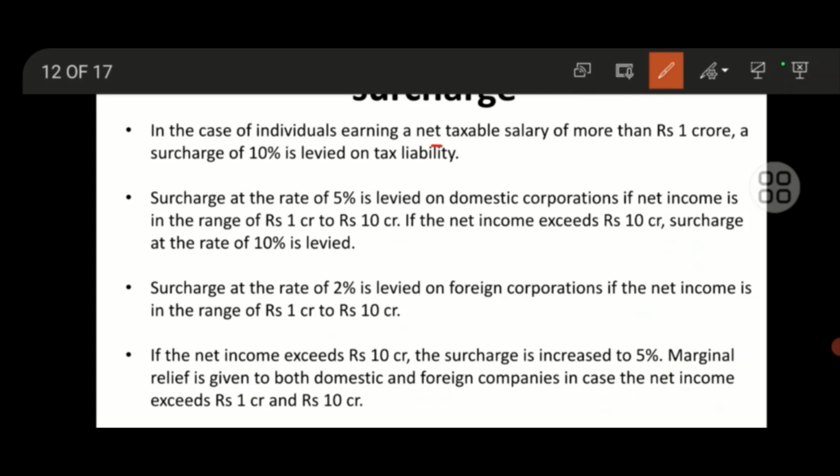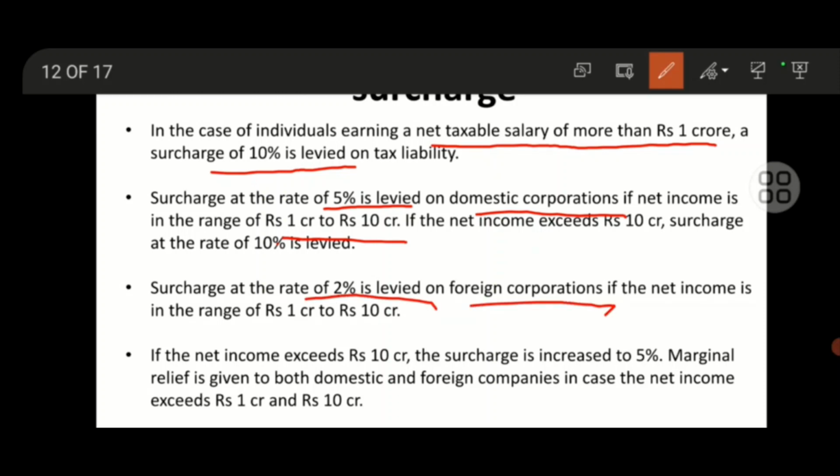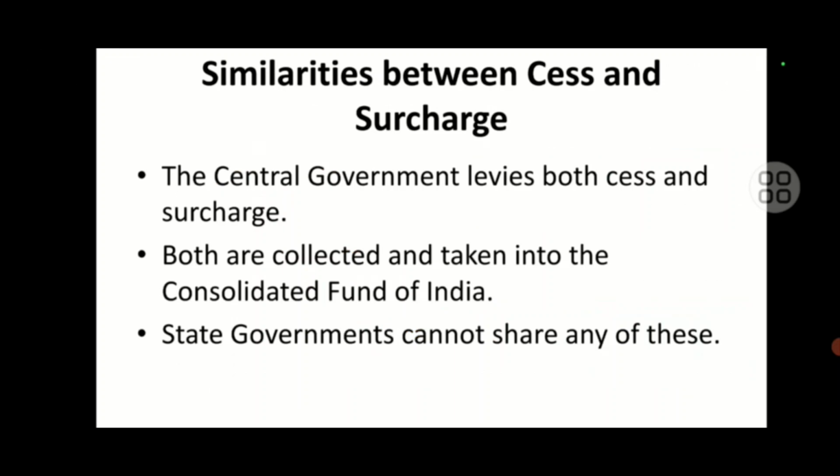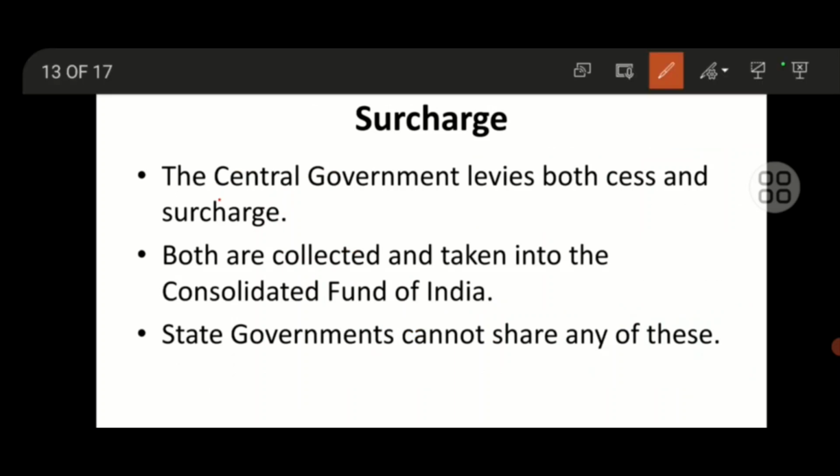If an individual earns a net income of more than 1 crore, a surcharge of 10% is levied. Surcharge at the rate of 5% is levied on a domestic corporation if the income is between 1 crore and 10 crore. Surcharge at the rate of 2% is levied on a foreign corporation if the net income is between 1 crore and 10 crore. If the net income exceeds rupees 10 crore, the surcharge will increase to 5%. What are the similarities? Both are levied by the central government, and both are collected and taken into the Consolidated Fund of India. State governments cannot share any of this.